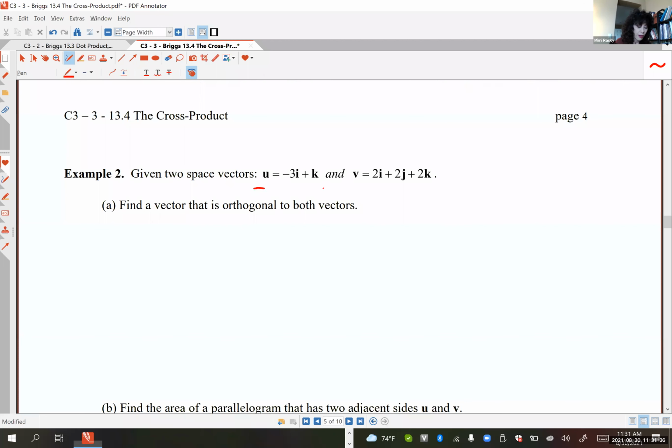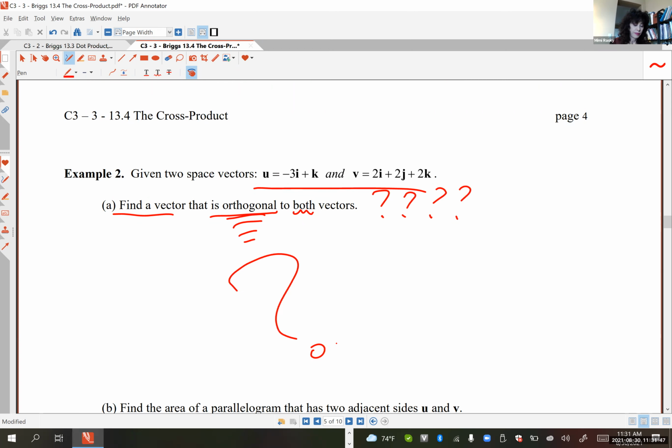So take a look at this problem. You've got a couple of space vectors. How do you find a vector that's orthogonal to both vectors? How will we do that? Any ideas? Take the cross product. Yes. Bingo. U cross V is the answer because that's the definition of the cross product. It is a vector orthogonal to your two originals.